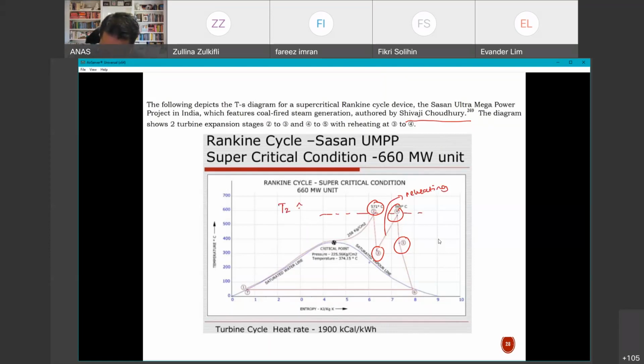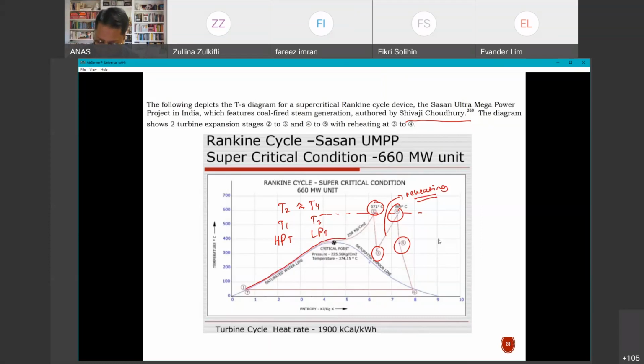You can see that T2 is almost the same as T4. This is turbine 1, turbine 2, which is the high pressure turbine, and this is the low pressure turbine. So this is being used in the real Rankine cycle in the industry, and you can see that it bypasses the dome. Basically it's a supercritical Rankine cycle. It goes past the critical point up into the turbine. So in this context, it is supercritical and it utilizes the reheating process.